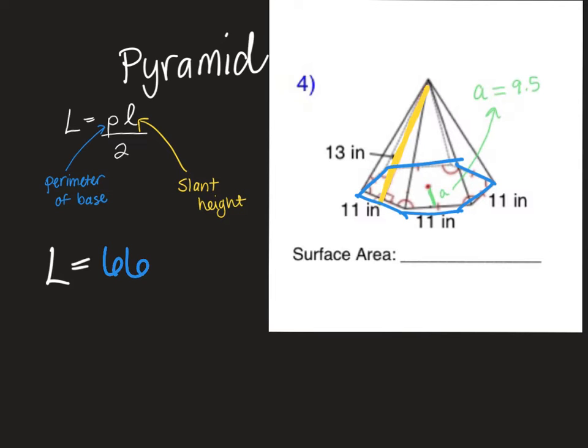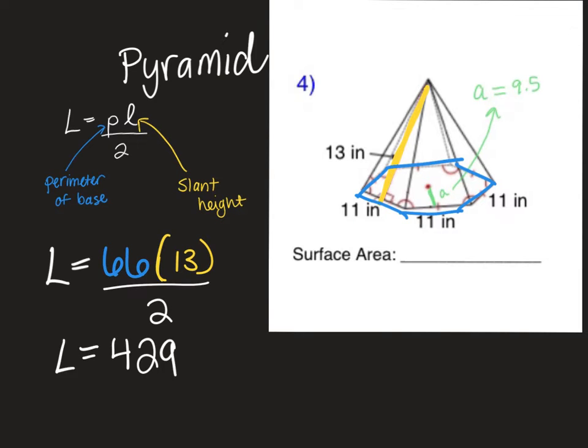All right. Now, our slant height is what? 13. And we divide it by 2. So we're going to do 66 times 13 divided by 2, so you can do 33 times 13. So you get 429 for the lateral surface area. All right, so that's L.